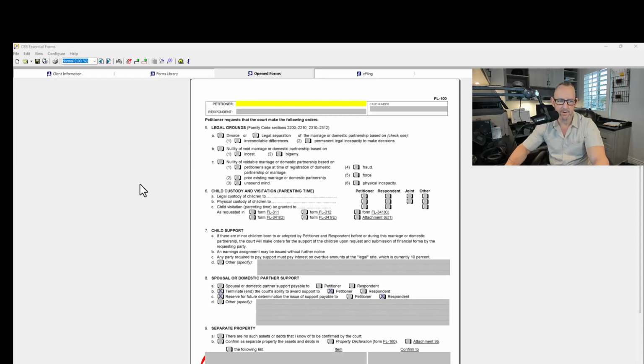And what happened here is this person even went to the self-help center at the court, and this is what they told them to do. They told them to mark under spousal support, you see here number 8, on box B, terminate the court's ability to award spouse support to petitioner. That's the person filing for divorce. That's fine. But if you're going to terminate it to yourself, you also want to terminate it to your spouse.